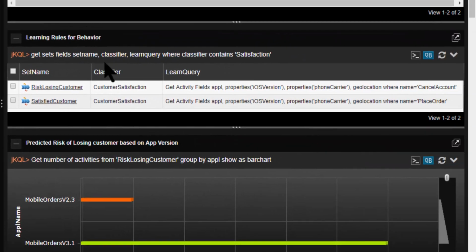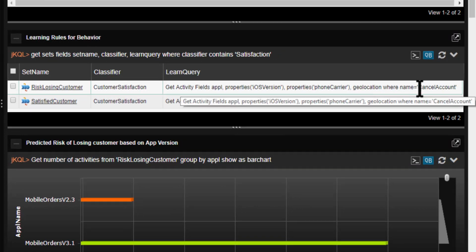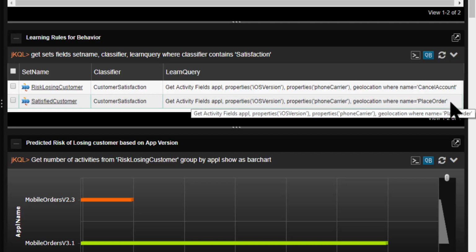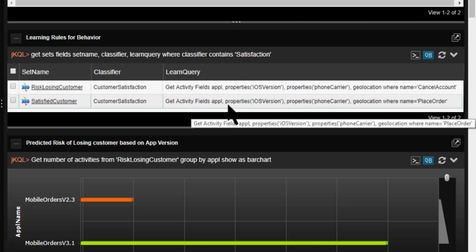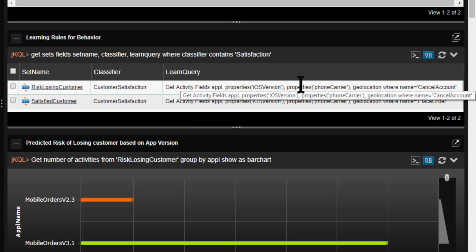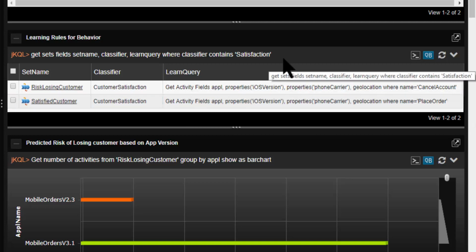In addition to sentiment, we can also classify based on behavior. And again, we're looking at outcomes, canceling and placing an order. But this time, instead of text that's come in, say, from customer service, we're able to look at things like what version of the application they're using, what's the carrier, what version of the operating system are they using, and more. And in that way, we have another way to classify in addition to sentiment.